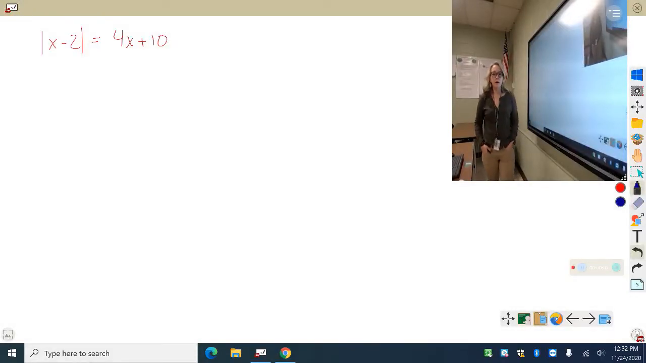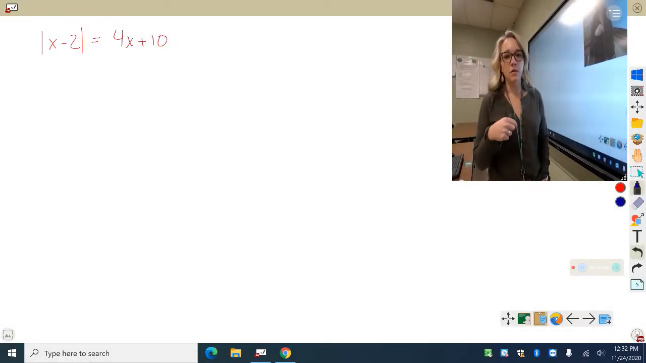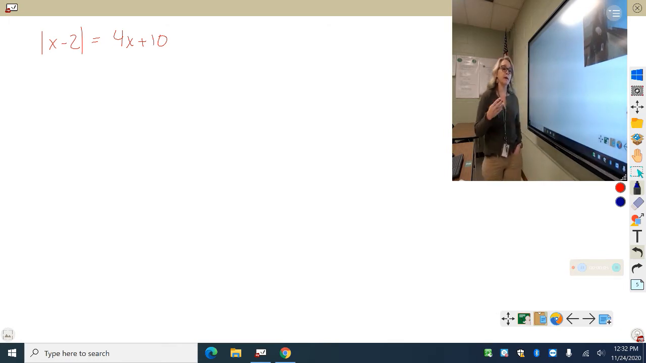Okay, this example is probably the most commonly missed question on the test. So make sure you pay attention here. First of all, before I start, make sure it's possible, which in this case, since we have x's on both sides, it is possible. Second, make sure the absolute value is by itself, or isolated, and it is. It is by itself on this side of the equal sign.